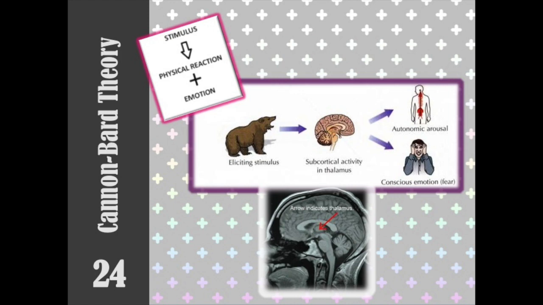So to break that down further, this theory believes that the thalamus is responding to some emotion-producing stimulus, and then the thalamus sends a signal to the autonomic nervous system, which creates a visceral response and tells the cerebral cortex information about the emotional experience simultaneously. So while this theory makes some good points, the main problem with it is that there's actually no research supporting the idea that the physical and emotional response are happening simultaneously.